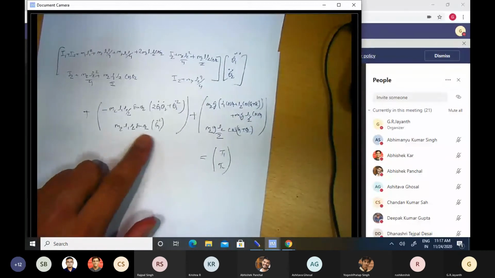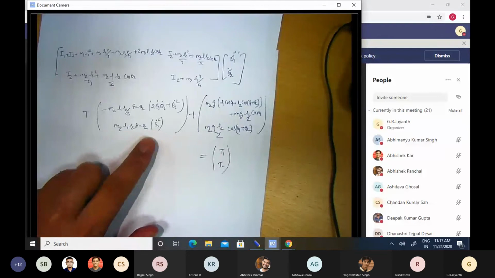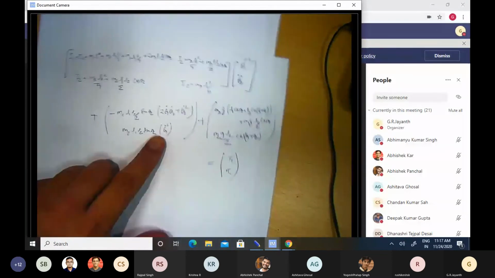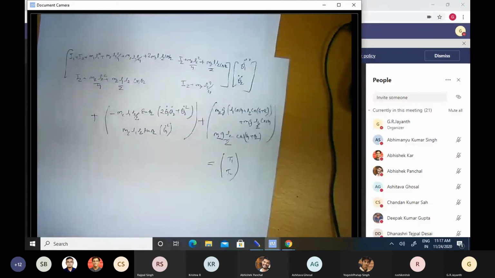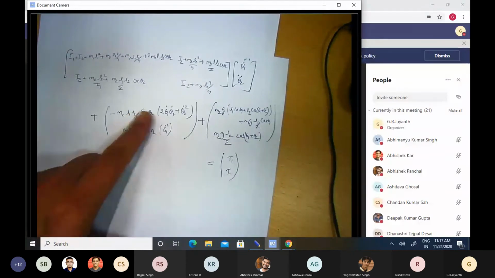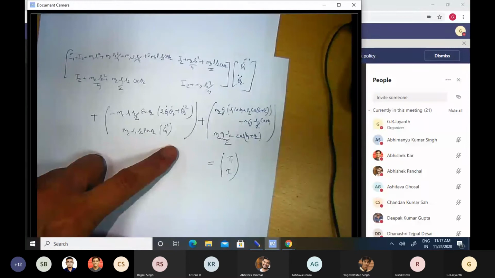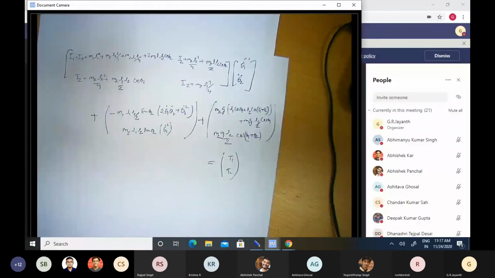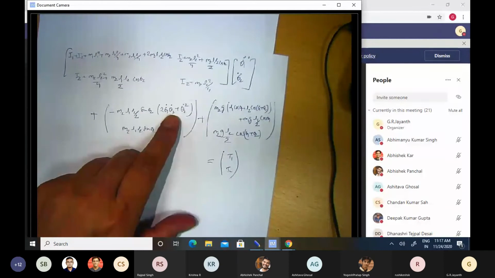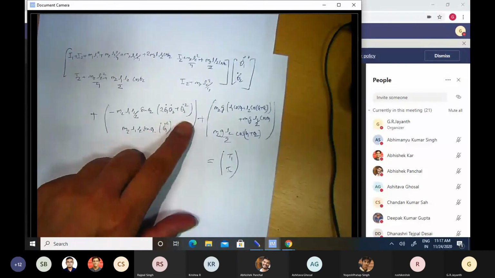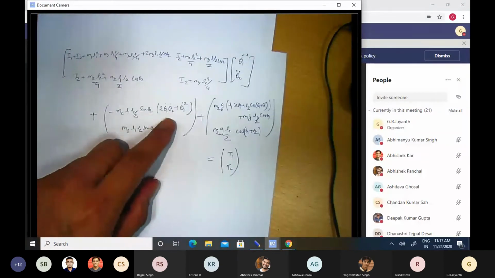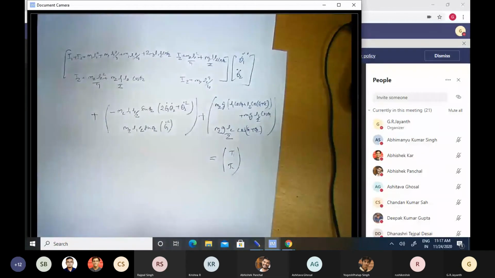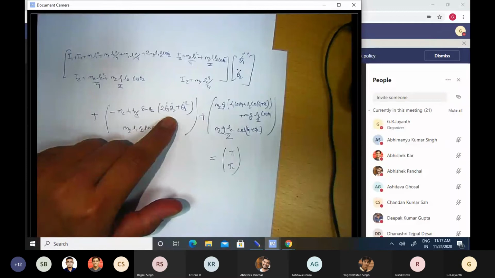Well, if you see this term here, you have theta 1 dot square, right? So this term has to do with centripetal acceleration. So this second term here is due to the centripetal acceleration of this mass m2. On the top you have theta 2 dot square and theta 1 dot theta 2 dot. Theta 2 dot square again is associated with centripetal acceleration. What about theta 1 dot theta 2 dot?